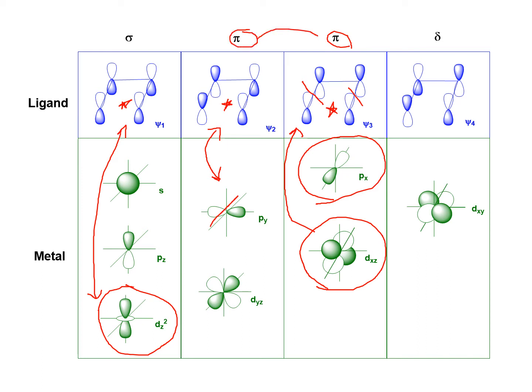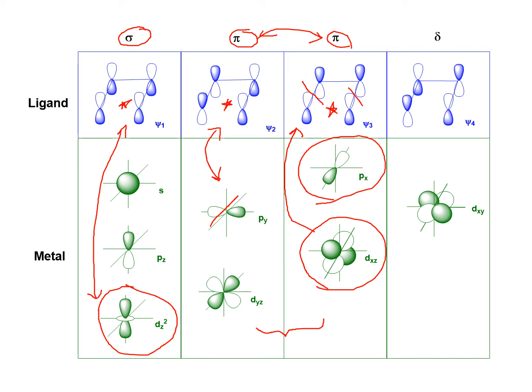A pi interaction loses the overlap when you rotate the metal with respect to the ligand. On the other hand, this is a sigma interaction because if you rotate the metal with respect to the ligand, there is no loss of overlap. So these two orbitals will lose overlap when you rotate them by 45 degrees or 90 degrees. If you rotate them by 180 degrees, they'll come back to another combination which can form a bonding combination.